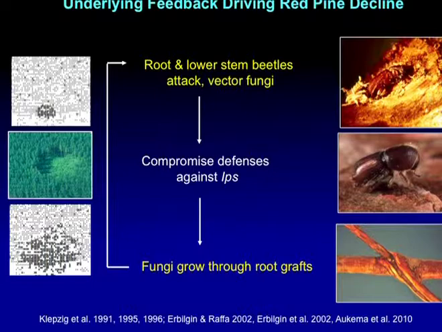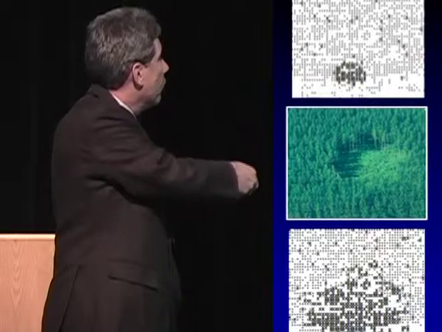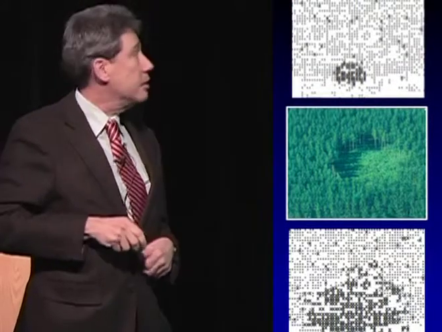It begins with root and lower stem beetles, such as Dendroctonus valens and Hylobius radicis. They invade the root system, and they introduce fungi in the genus Leptographium. This is not lethal to the trees, but it is one of those stresses that compromises the defenses of the main stem against Gyssips pinei. Gyssips pinei then mass attacks those trees, kills them, and then, even after they're dead, some more secondary weevils come in and introduce more Leptographium. The Leptographium then passes through these root grafts, and the process just continues on, and we see these pockets, these gaps forming, a very clustered type of mortality.